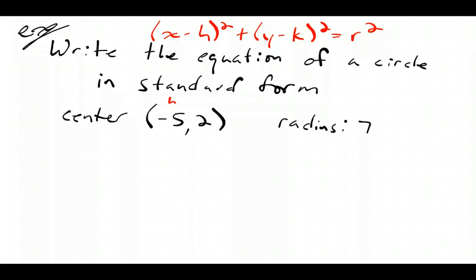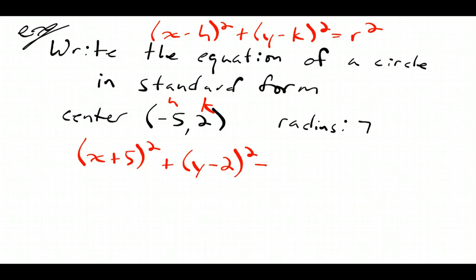Okay, so here is H, here is K. Can't forget that I need to switch the signs when I put it back in, so this will be x plus 5 squared plus y minus 2 squared equals r squared. The radius is 7, don't forget to square it, so in your equation it is 49. That's it. No need to simplify anything, because that's as simple as she goes.